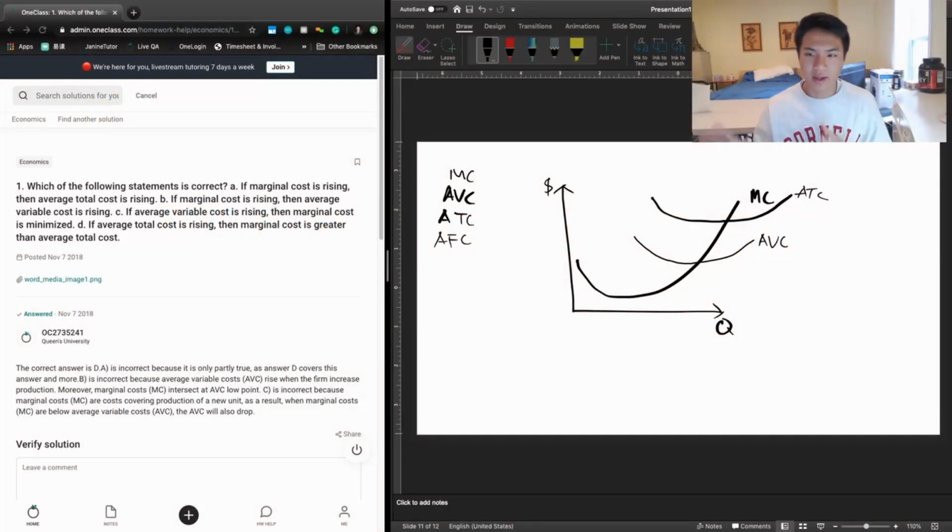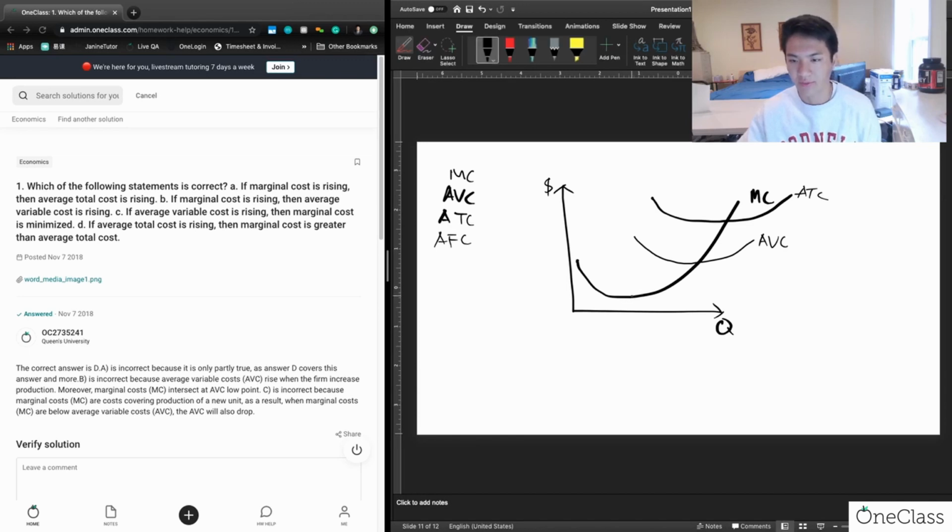So we have on the right the conventional graph we would see for cost curves, and let's take a look at which of these answer choices is right. So A, if marginal cost is rising, then average total cost is rising. And we see that that's not necessarily the case, right? Marginal cost is rising from this point onward, except we see that average total cost continues to decrease until marginal cost intersects with average total cost, right? So that's not going to be the right answer.